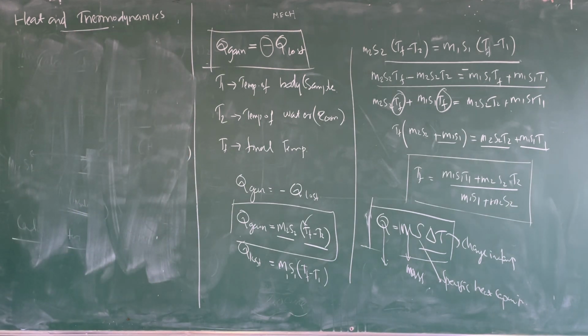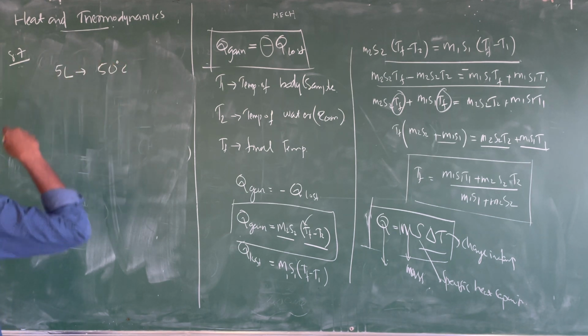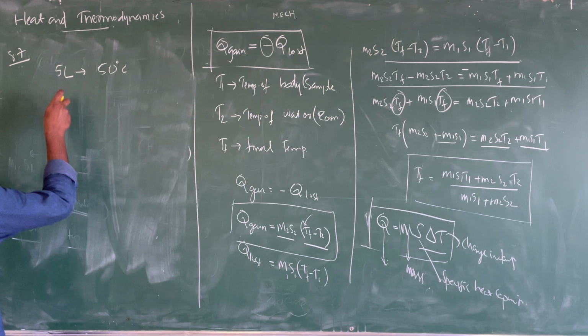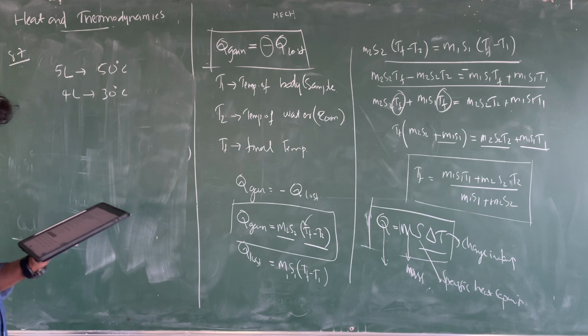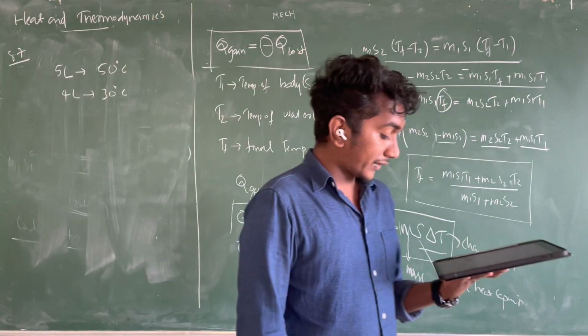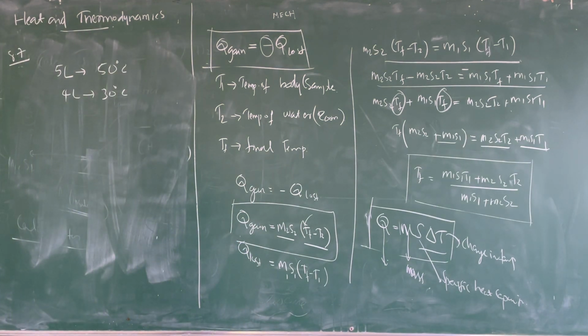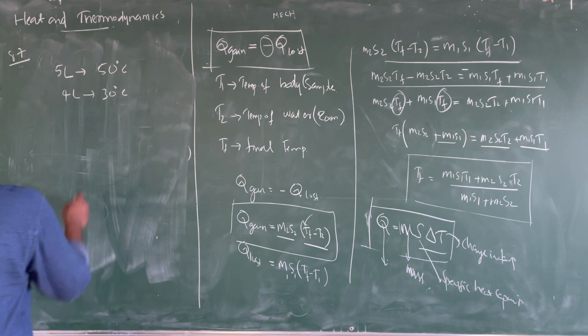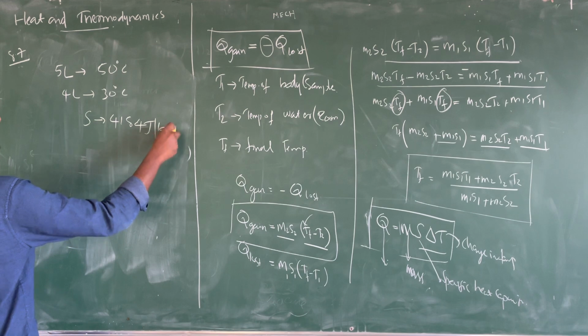Okay, example number 8.7. All of you check. 5 liter of water is given at 50 degrees Celsius, and 4 liter of other water is given at 30 degrees Celsius. The temperatures have a difference, right? What will be the final temperature of the water? First question. Take the specific heat capacity of water as 4184 joule per kilogram per Kelvin.